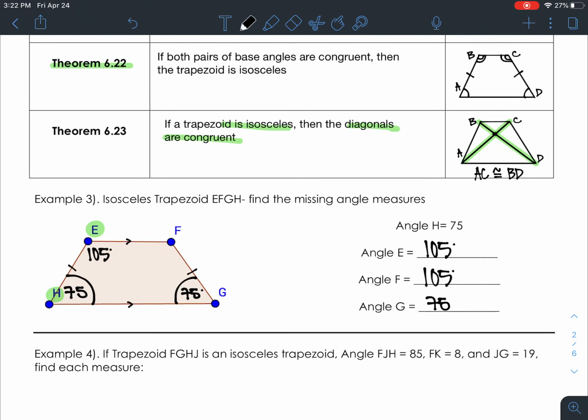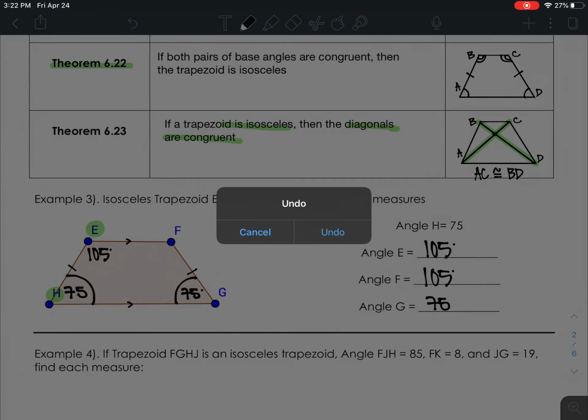Okay, let's try. Sorry, guys, I'm trying to pull my answer key real quick. Okay, let's try the next one.